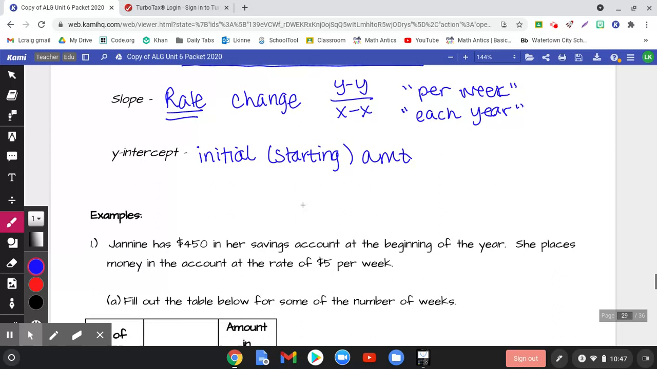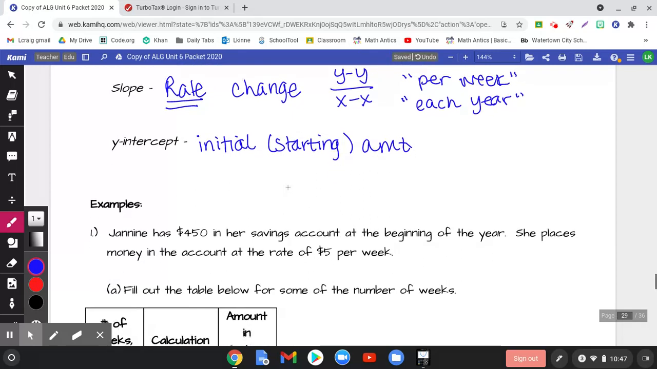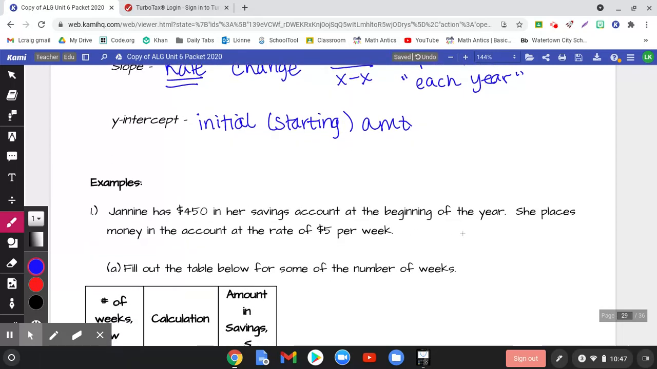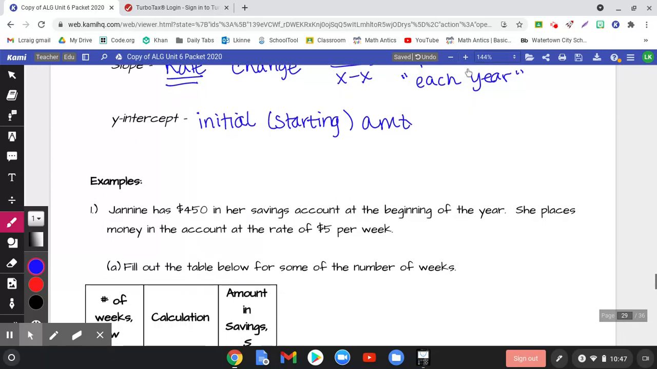So let's just get into it. We're going to practice for a couple of days because I know word problems can be tricky. It's important that you read through it a couple of times and underline key information.